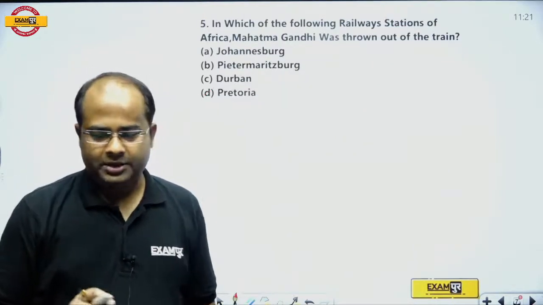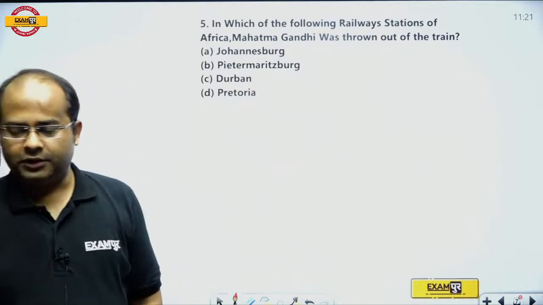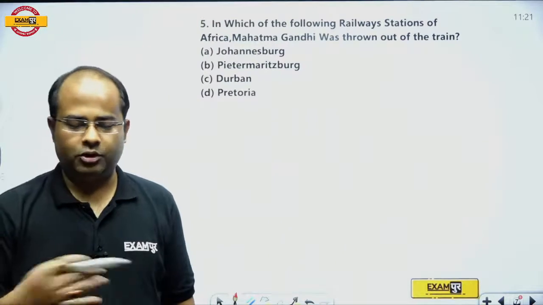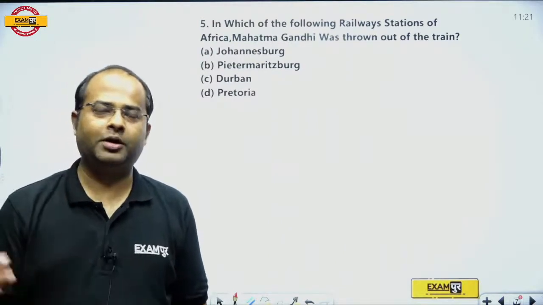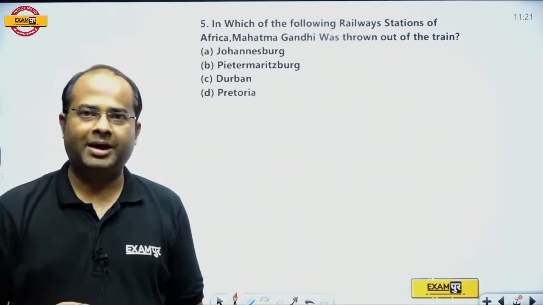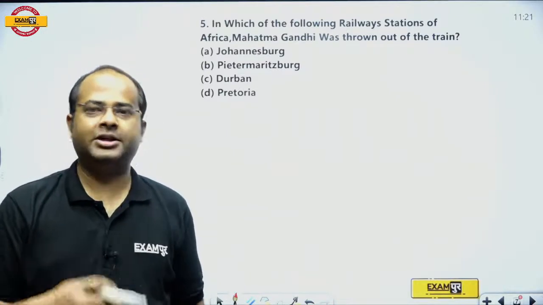Okay, now guys come to the next question. In which of the following railway stations of South Africa Mahatma Gandhi was thrown out from the train? We all know that Mahatma Gandhi was thrown out from the train from the first class compartment, but on which station he was thrown?